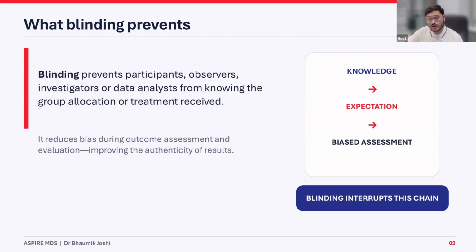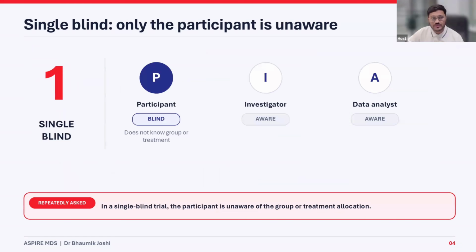Depending on which of the participant, observer, and investigator has got blinded, we have different types of blindings. First is single blinding, where the investigator and the analyst know which group is which, only the participant is blind. This is known as a single blind study. This has been asked previously in the exam, that in a single blind trial, the participant is unaware of the group of the treatment allocation.